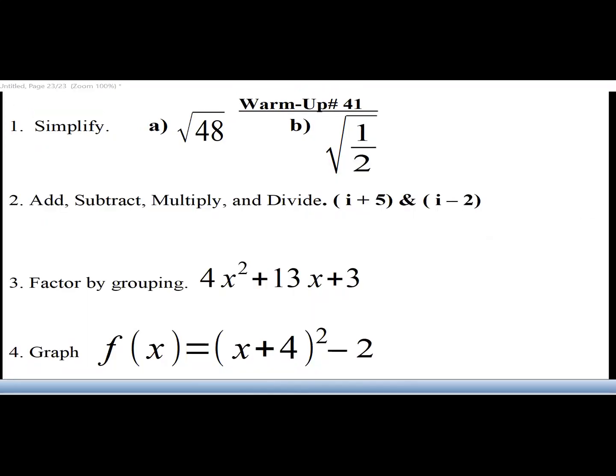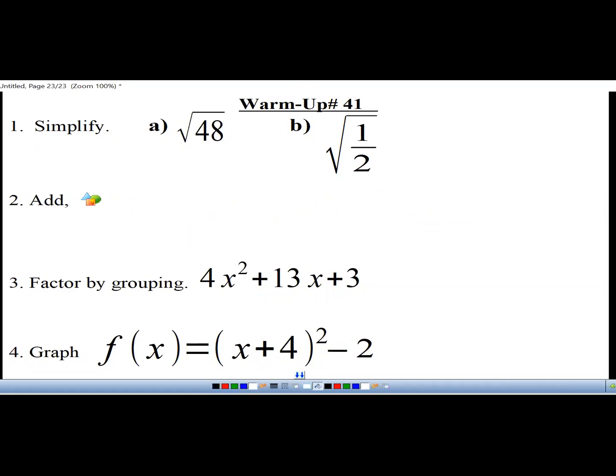But I'm bringing it back because we're going to need them again for Algebra 2. So let me do number 1. It says simplify. Now to simplify this radical, this should have been a perfect square, but it's not. So I'm going to find all pairs of factors for 48. What two factors multiplied give me 48?